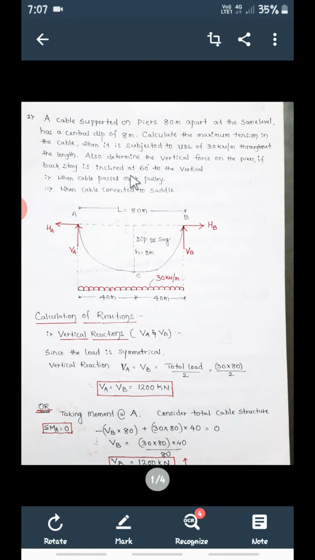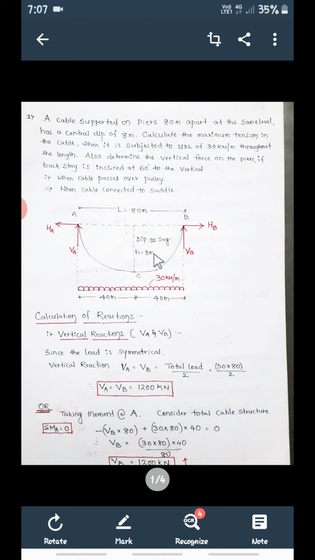Okay, then to calculate the maximum tension in the cable, the central dip is given. So this is the central dip, or sag, small h is equal to 8 meter. Now for this condition we are going to calculate, and UDL is also given. So intensity of UDL is 30 kilonewton per meter throughout the length. So the UDL will be acting throughout the length of the cable, that is 80 meter. So for 80 meter there will be a UDL.